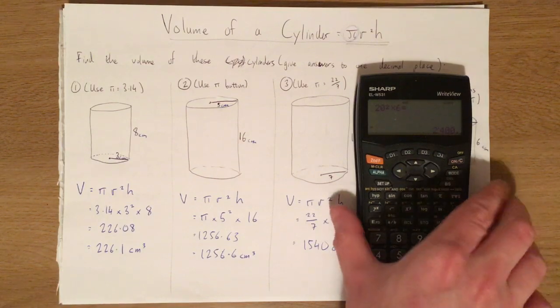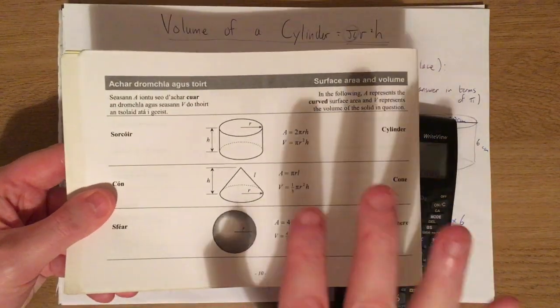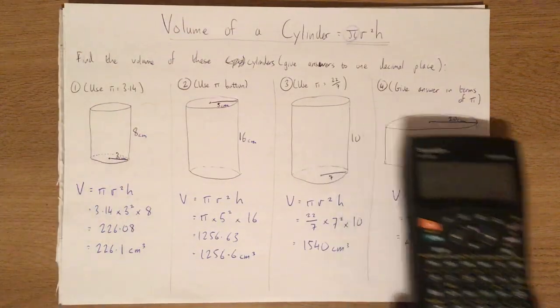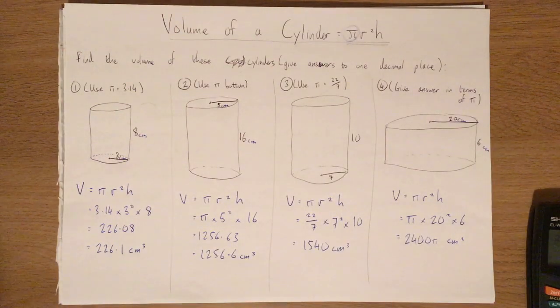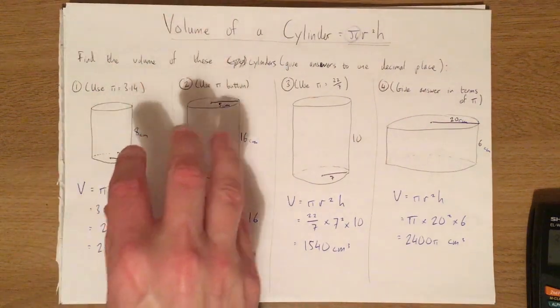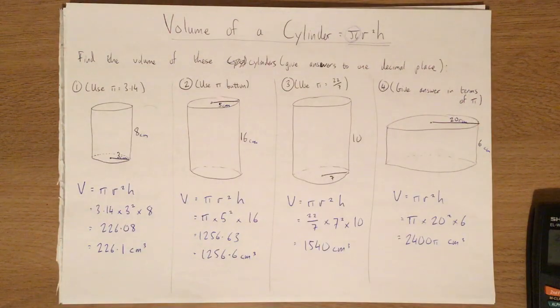Okay, so volume of a cylinder, again, you don't need to learn that formula. It's on page 10. You just need to be able to use it. All right, so pi r squared h. There's 4 examples. As I said, I think these 2 are the more important ones to get. These are probably the more common way to ask the questions, but you need to be able to deal with these ones as well.